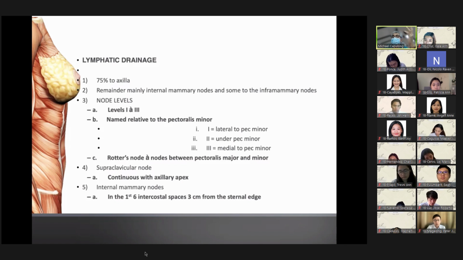What would be the complication of removing the entire lymph node chain? If you remove the entire lymph node chain, you will disrupt the lymphatic drainage and subsequently will cause edema of the extremity. Edema of the extremity is what we call elephantiasis, and this is a permanent thing. So you will not be able to correct this one, and this is very morbid for your patient.